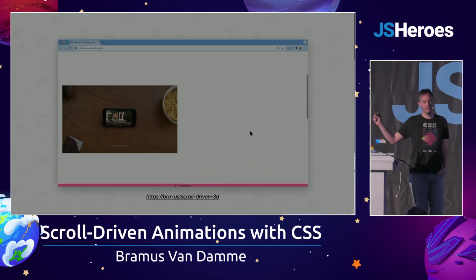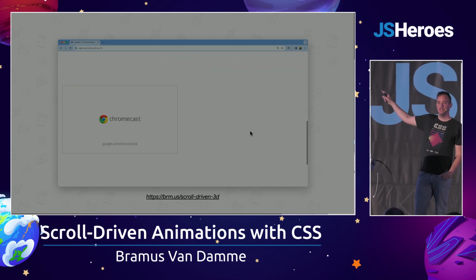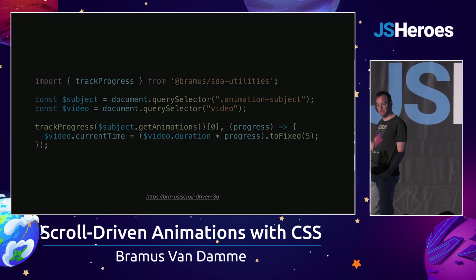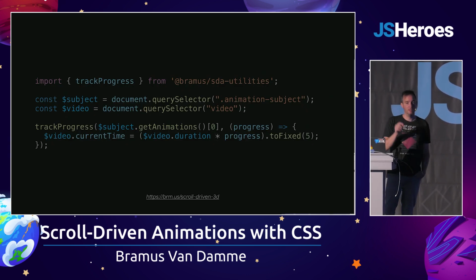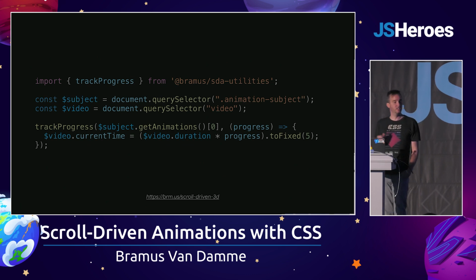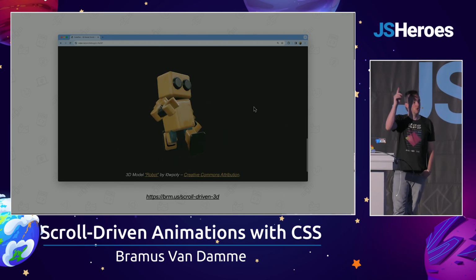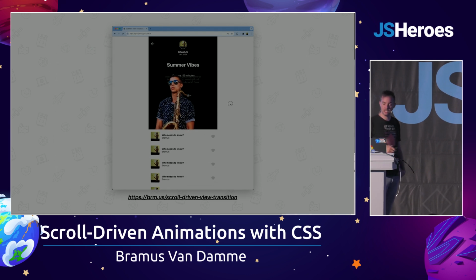Here I have a scroll-driven animation attached that is tracking the pink line, but I'm updating the video based on that position. I wrote a little helper library with it that allows you to track the progress of an animation. I'm taking that progress, and then I'm updating the current time of the video. Same thing here with this 3D object. I am tracking the root scroller, and as you are scrolling, I am rotating the thing. A more unconventional use of this.